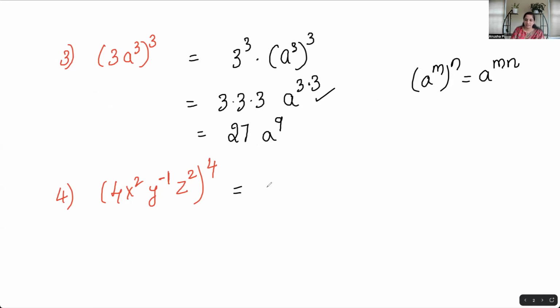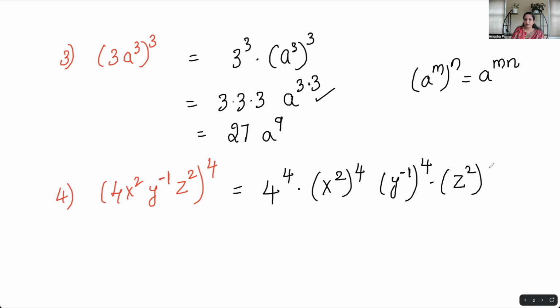What is the fourth example? 4 to the power of 4, and split it individually. x square whole to the power of 4, y to the power of minus 1 whole to the power of 4, and z to the power of 2 whole to the power of 4. What is 4 to the power of 4? 4 times 4 times 4 times 4. 4 times 4 is 16, 16 times 4 is 64, and 64 times 4 is 256.